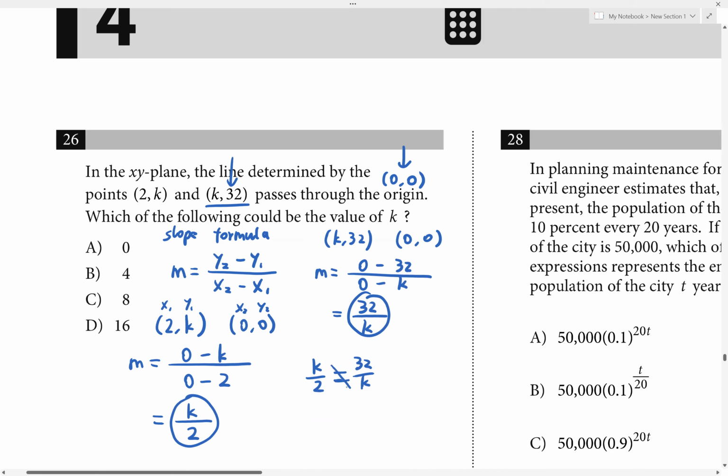So we cross multiply here: k times k is k squared, and 2 times 32 is 64. To solve for k, we take the square root on both sides. We get k equal to the square root of 64, which is 8. Technically we get plus or minus 8, but since the answer choices only have positive 8, that should be our final answer. So that could be the value of k, which is letter C.